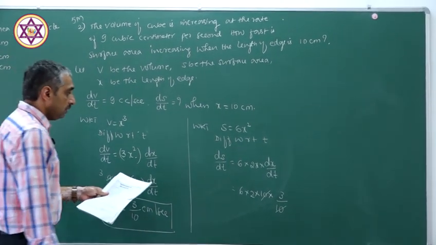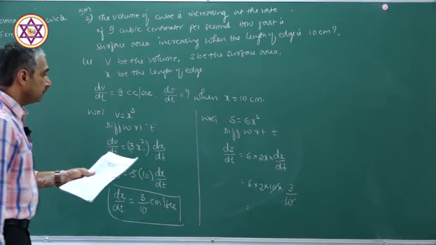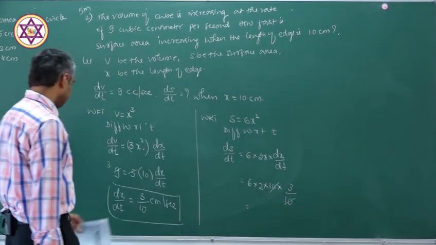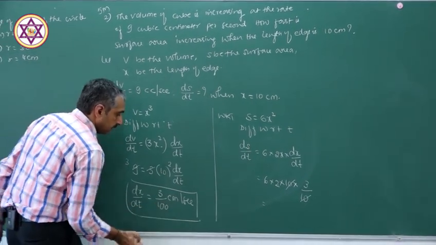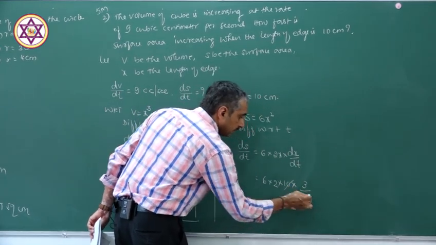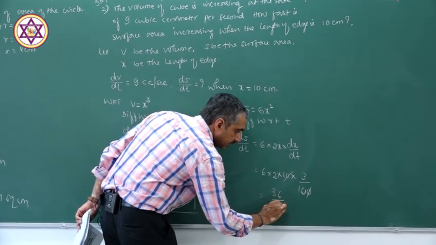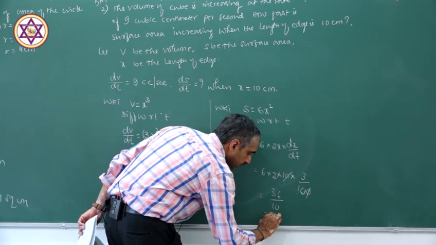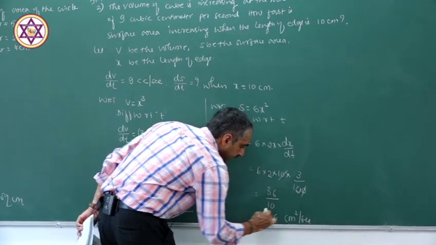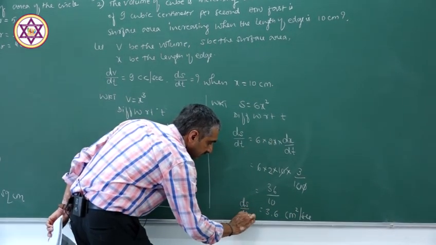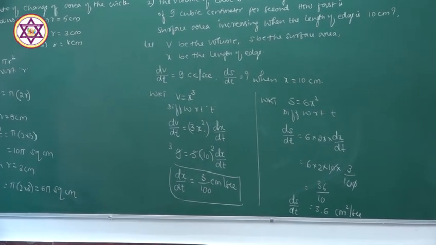So how much is it now? 6 twos are 12, 12 into 3 is 36. Sorry, this is 10 square, 100. Here also 100, so the 10 cancels. 6 twos are 12, 36 divided by 10, that is finally equal to 3.6 centimeter square per second. So the surface area dS divided by dt changes at 3.6 centimeter square per second.